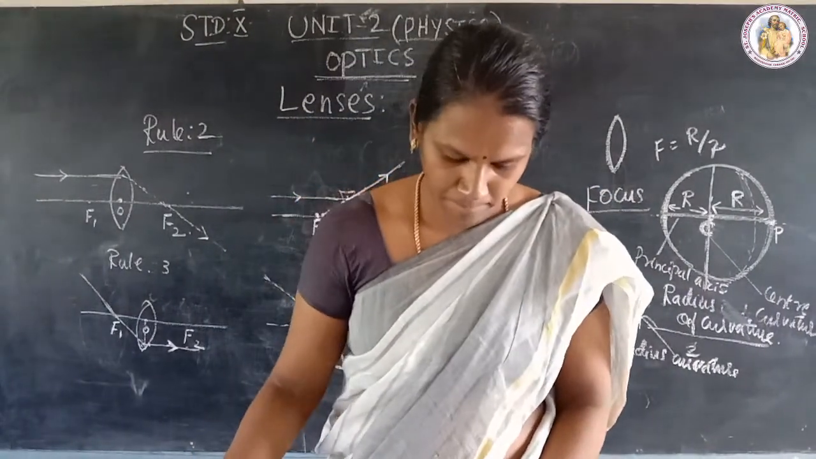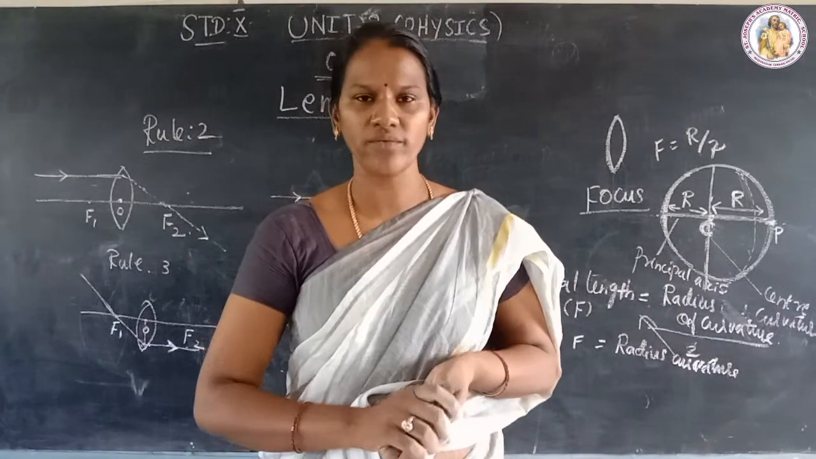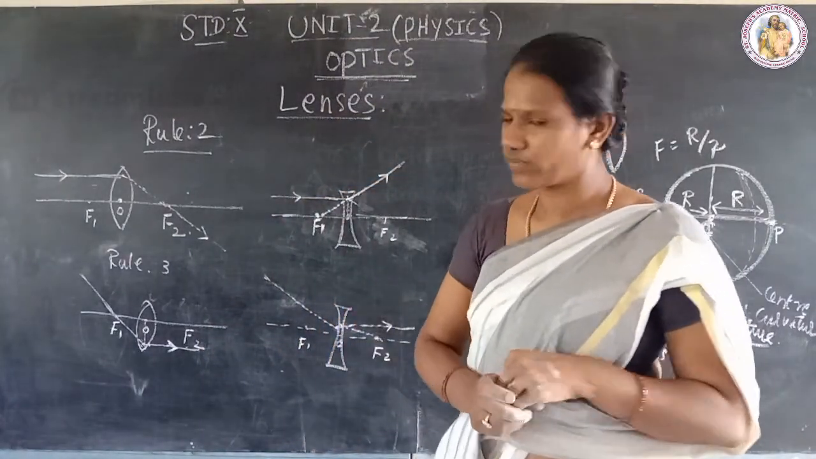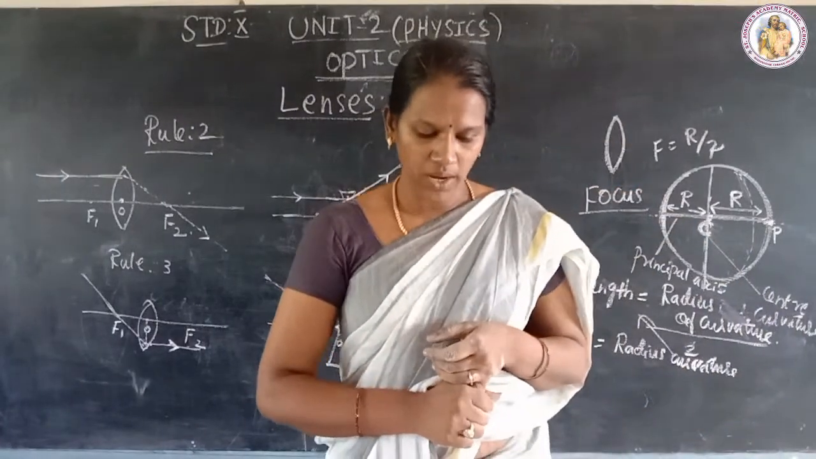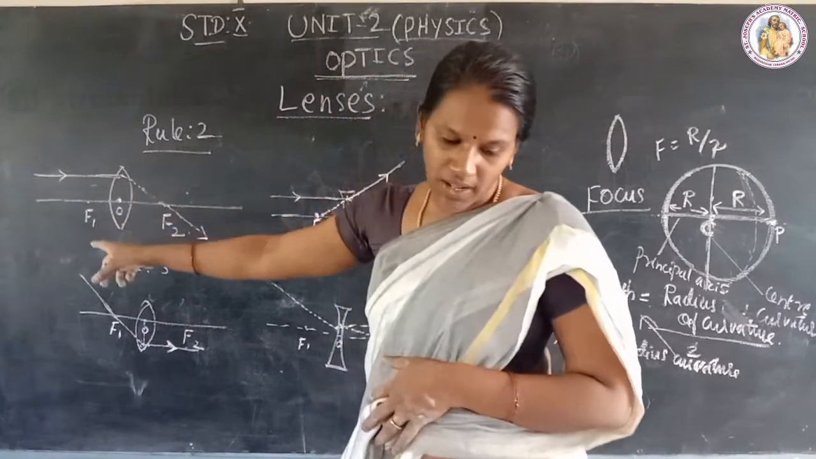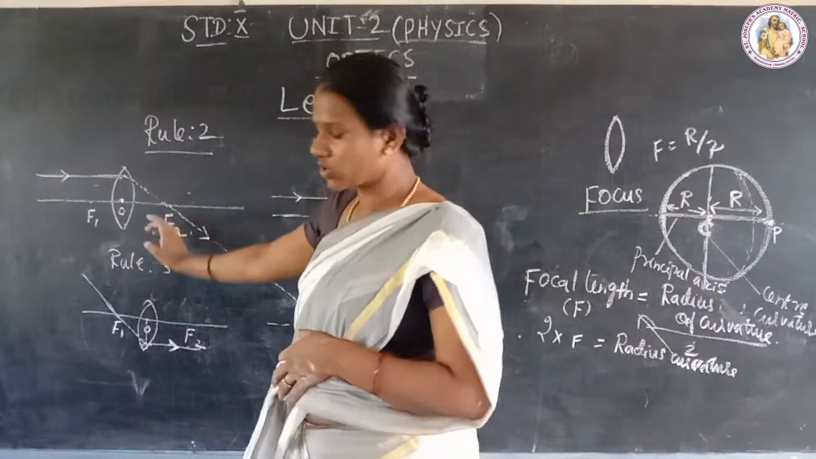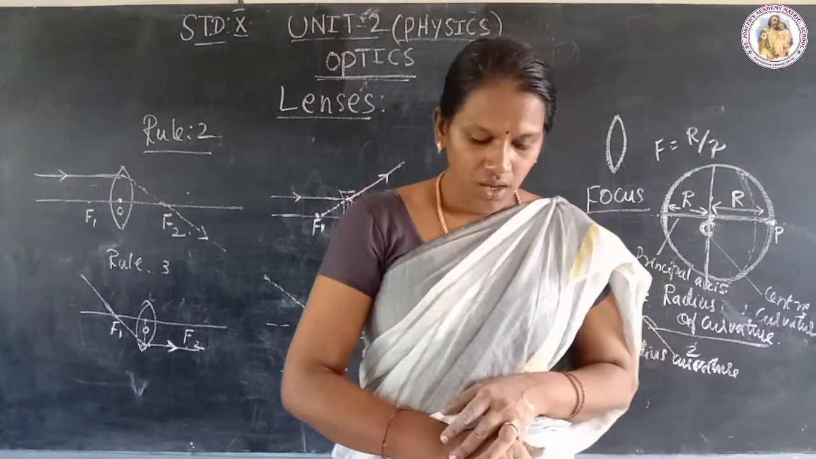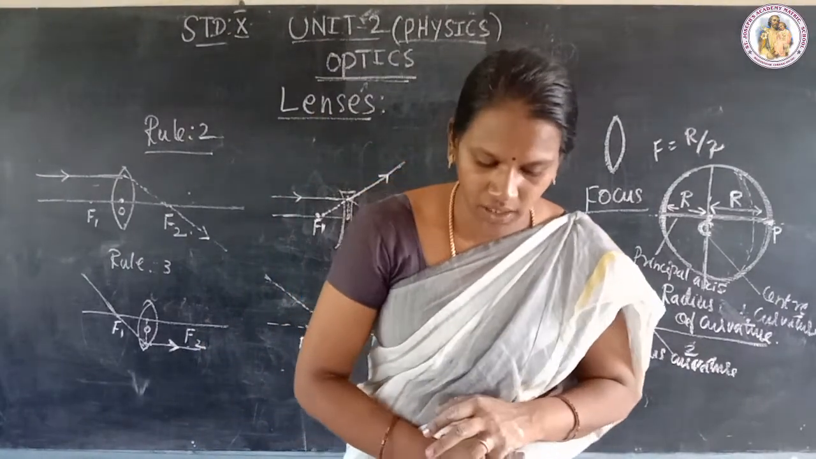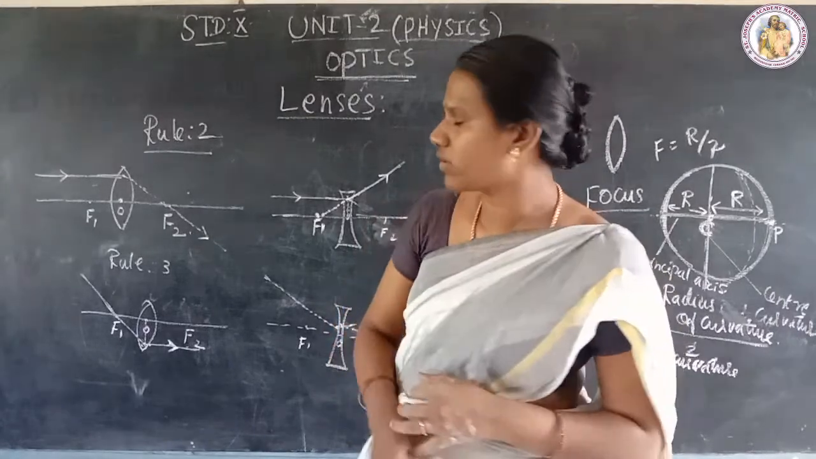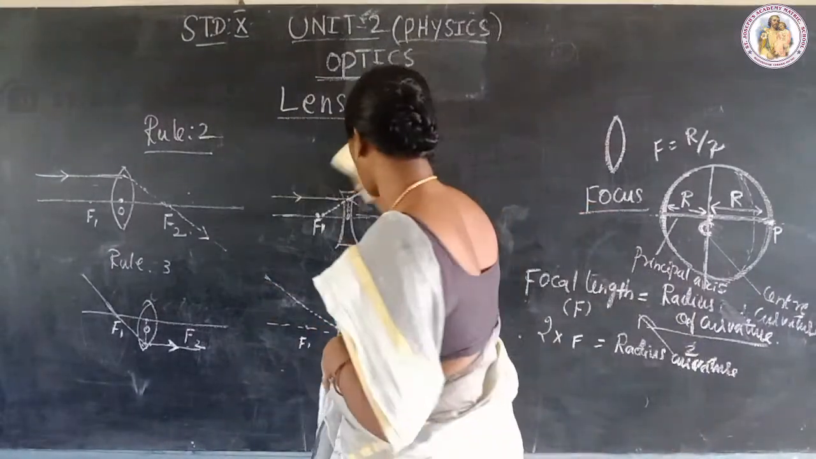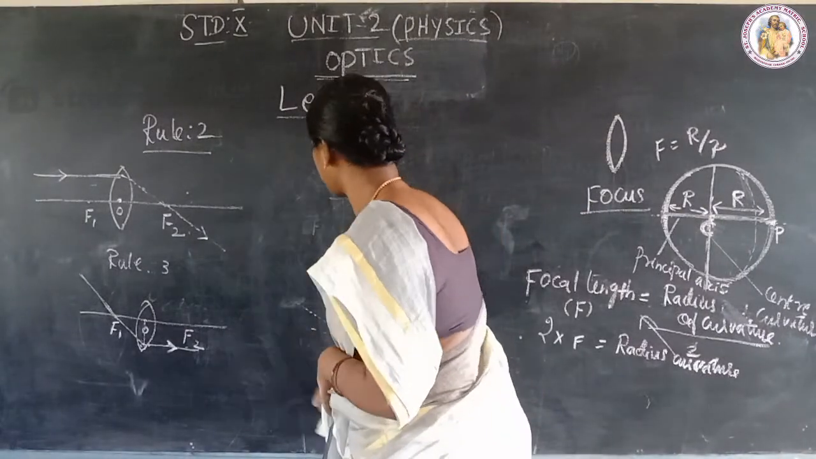Next, the refraction through a convex lens. So, first, what are the three rules we have? The first rule: when a ray of light strikes the convex or concave lens at its optical center, it continues to follow its path without any deviation. Okay, without any deviation, it continues its path.